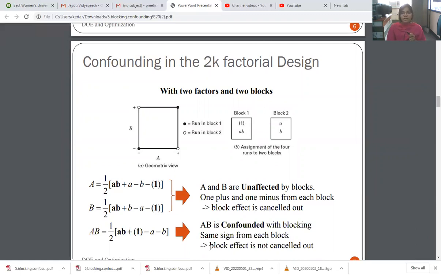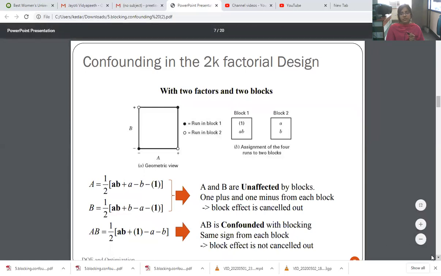The first two formulas show that A and B are unaffected by the blocks, since a plus and a minus come from each block, so the block effects cancel out. AB is confounded with blocking, with the same sign from each block, and the block effect does not cancel out.